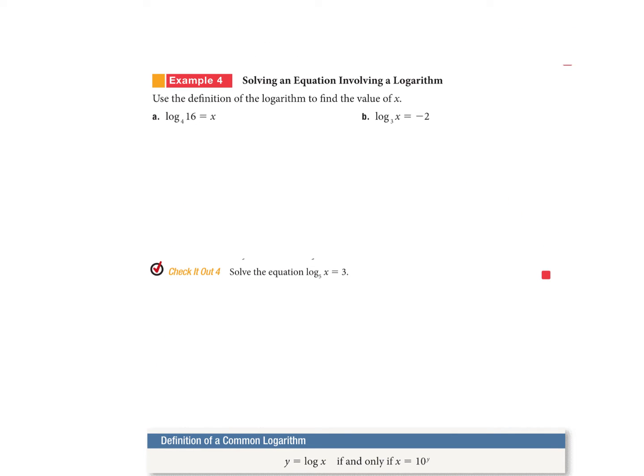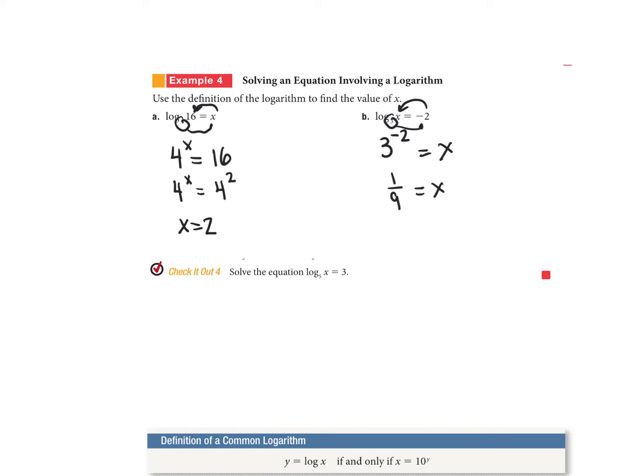Solving equations involving logs. And here we go. So again, I'm going to say, what do I need to raise 4 to, for this base raised to this power equals 16? That's essentially just solving this equation: 4 to the x equals 4 squared. The bases are the same, so the exponents must be the same. x equals 2. Look at this one. 3 to the negative 2, this raised to that equals this. 3 to the negative 2 is 1/9. x equals 1/9.